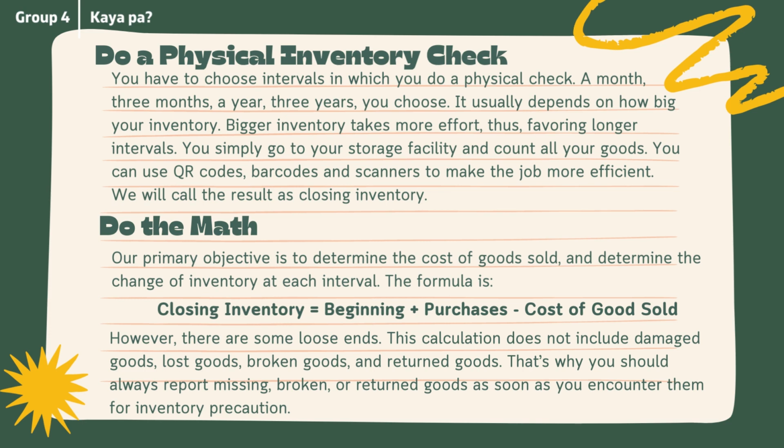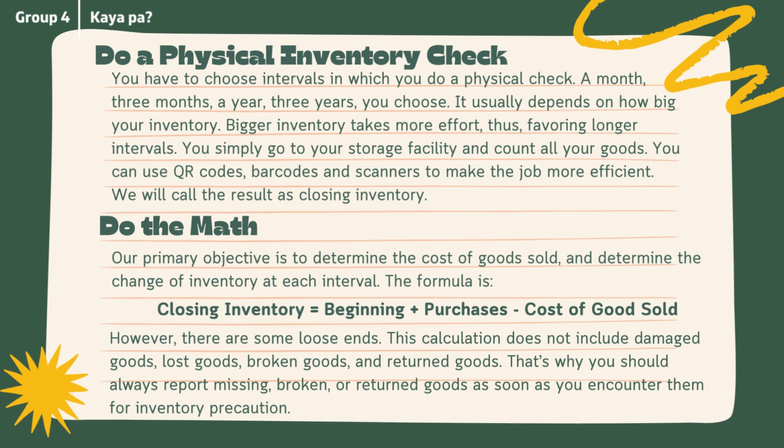Now, do the math. Our primary objective is to determine the cost of goods sold and determine the change of inventory at each interval. The formula is closing inventory equals beginning inventory plus purchases minus cost of goods sold.